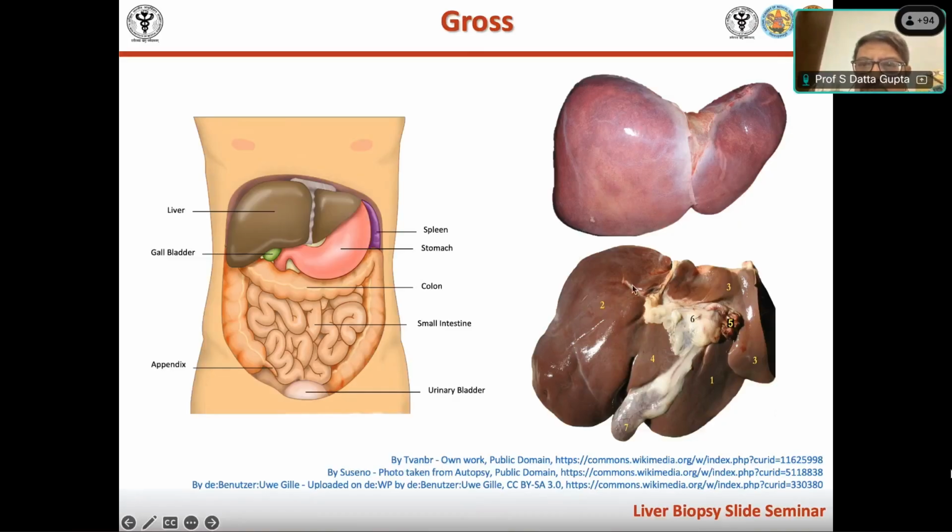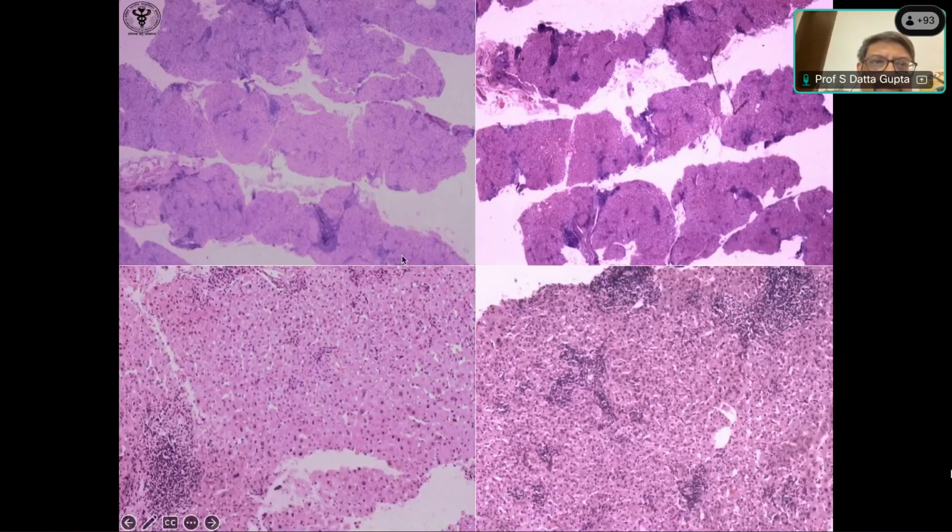So this is the gross appearance. This is the superior surface, inferior surface, and it is divided into many segments and lobes anatomically and segments for surgical purposes.